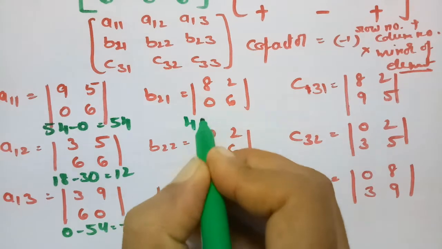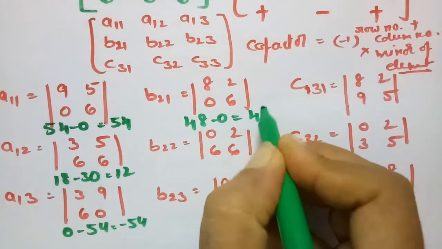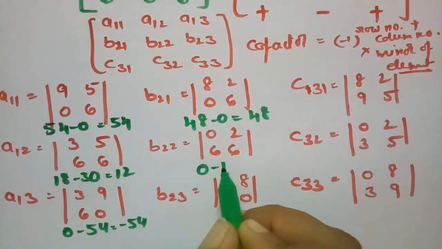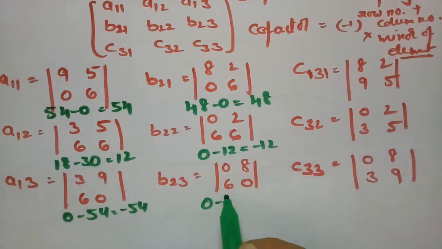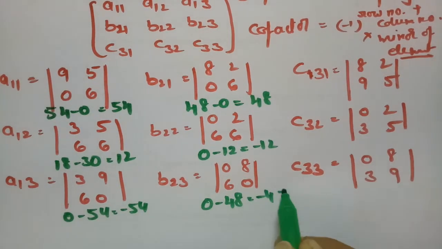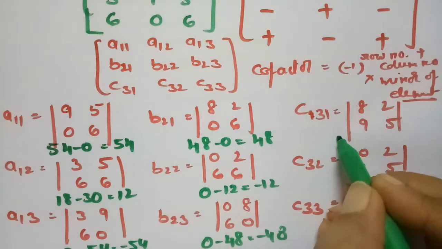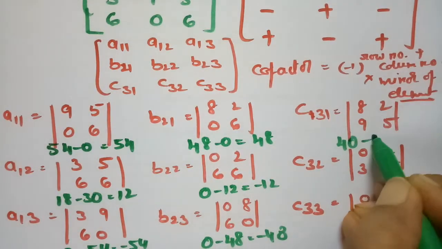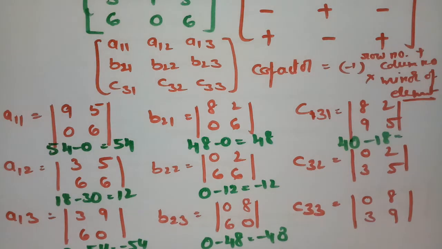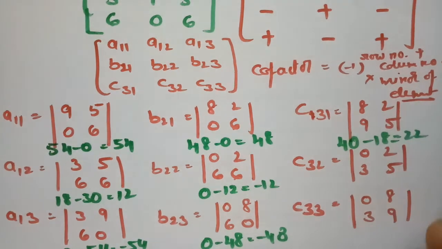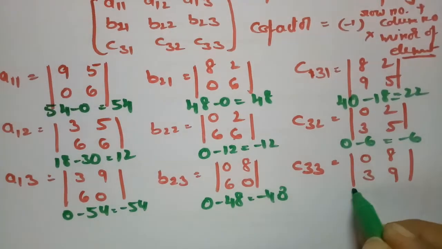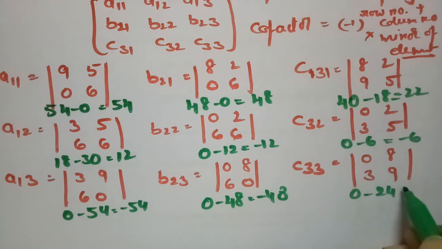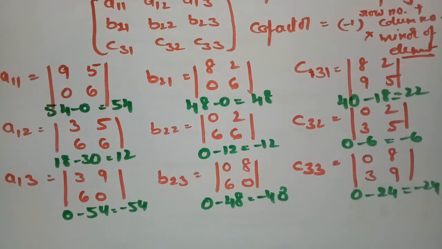And if you see, this is 48 minus 0. The value is 48. Here this is 0 minus 12. The answer is minus 12. Here this is 0 minus 48. This is minus 48. So this value is 8 fives are 40 minus 18. So this is 40 minus 18. So the value here is 22. And this is 0 minus 6. The value here is minus 6. This is 0 minus 24. The value here is minus 24.